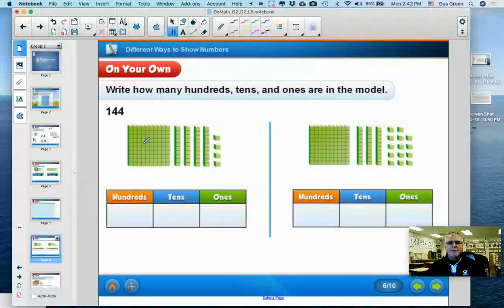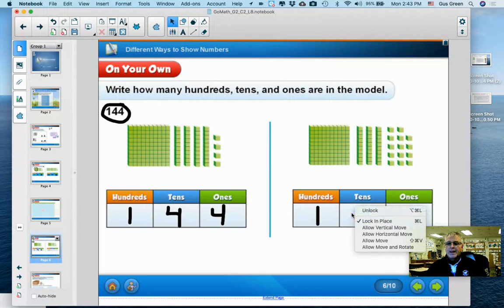Let's do one more for practice. And on the left side, there's 100, 4 tens, and 4 ones. Good. 144. 100, 4 tens, 4 ones. Now on this side, there's 100, 3 tens.